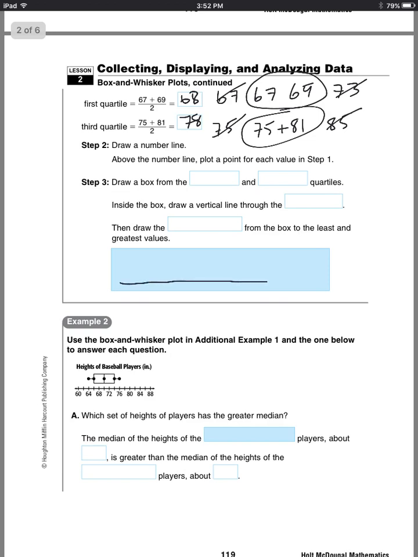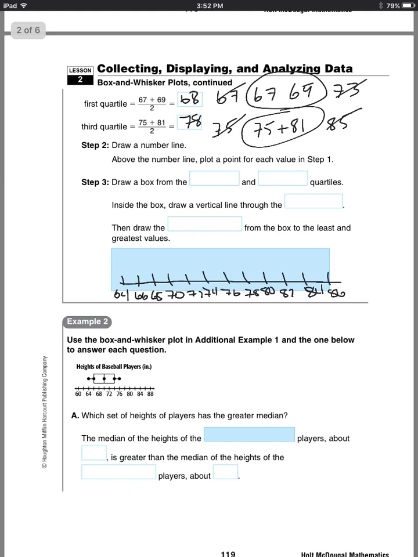Draw a number line. And we're looking at numbers from, if we just go back to our original data, 67 to 85. So we'll start at 64, 66, 68, 70, 72, 74, 76, 78, 80, 82, 84, and 86. I have to go up to 86.